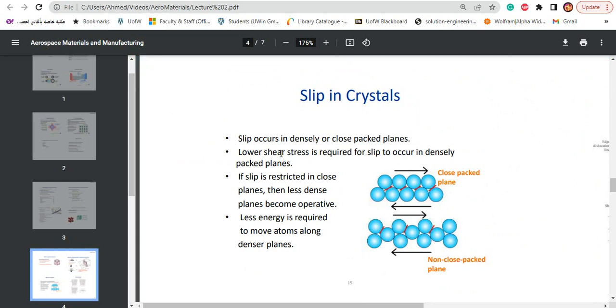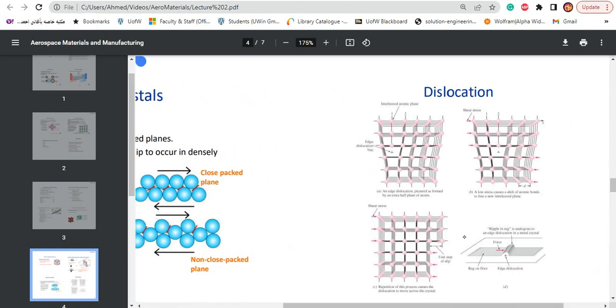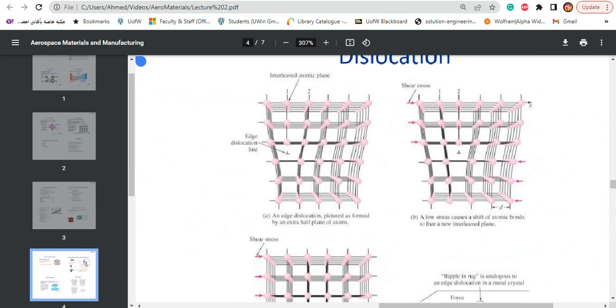Slip in crystals. Slip occurs in densely or close packed planes. Lower shear stress is required for slip to occur in densely packed planes. If slip is restricted in closed planes, then less dense planes become operative. Less energy is required to move atoms along denser planes. وده dislocation.